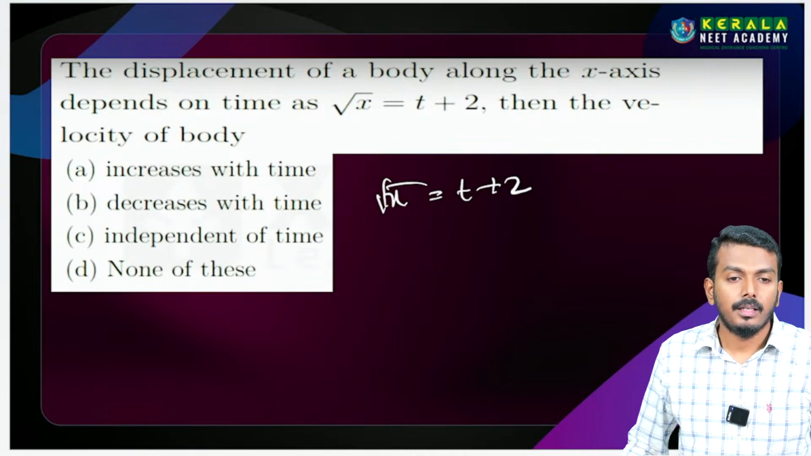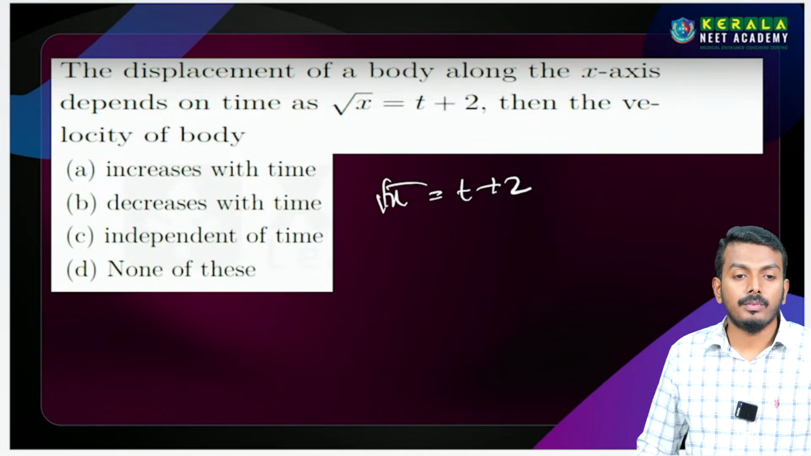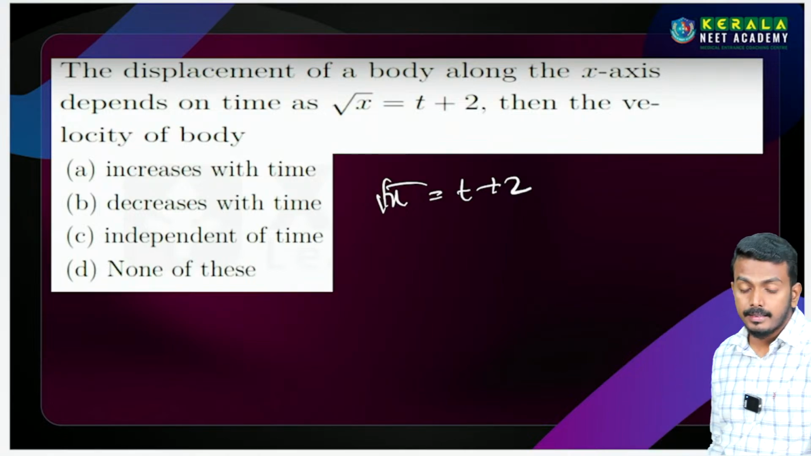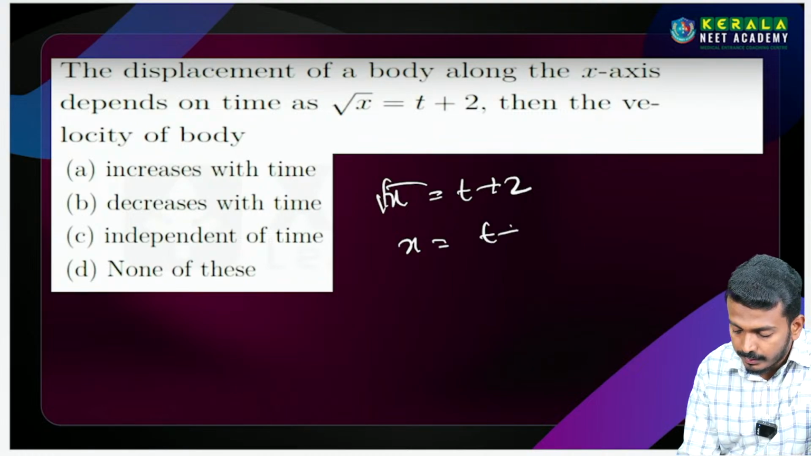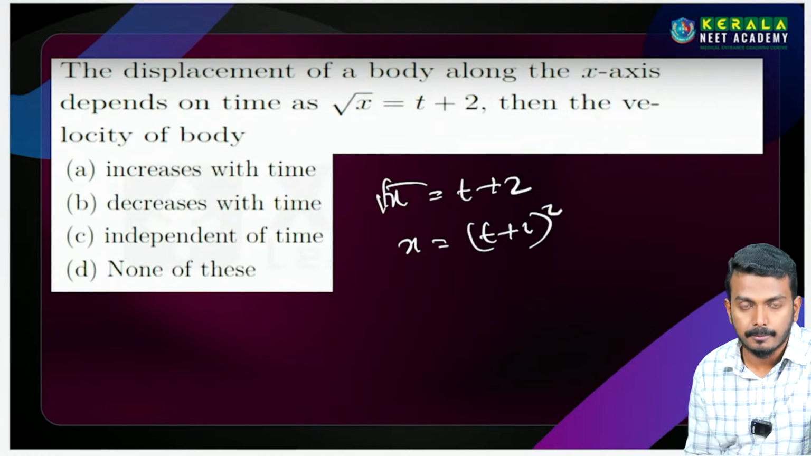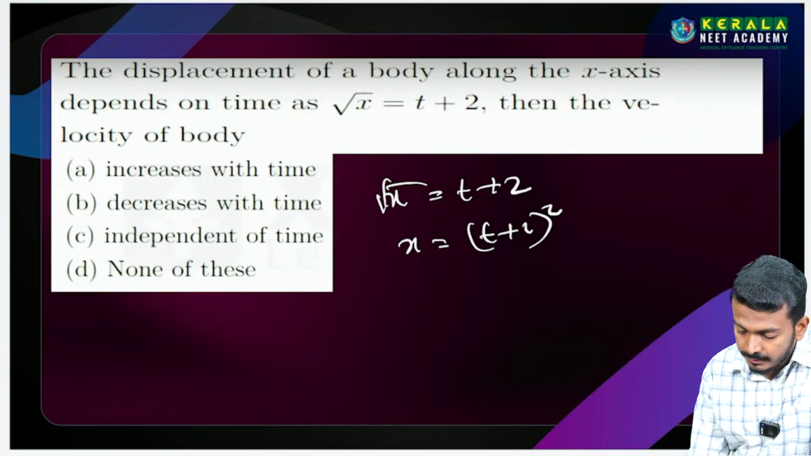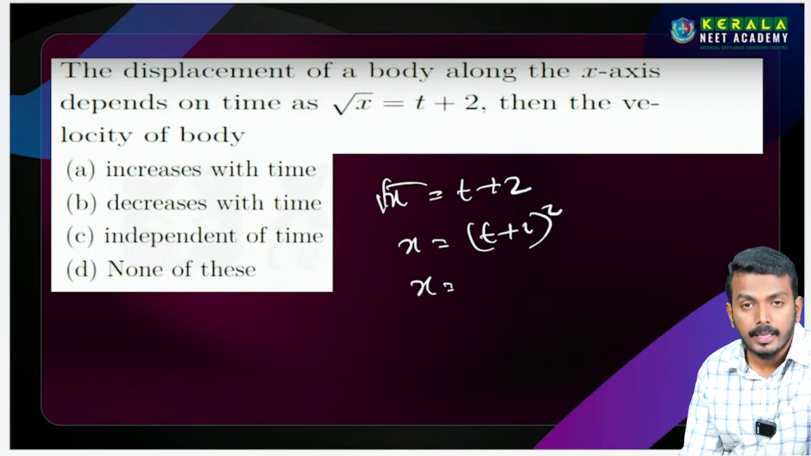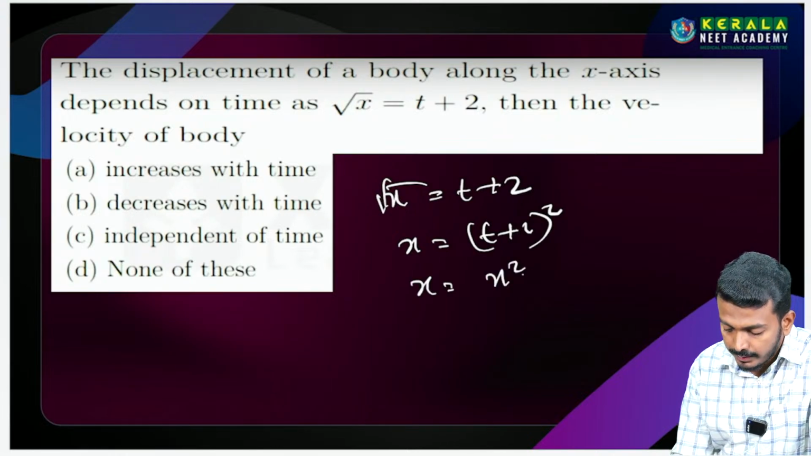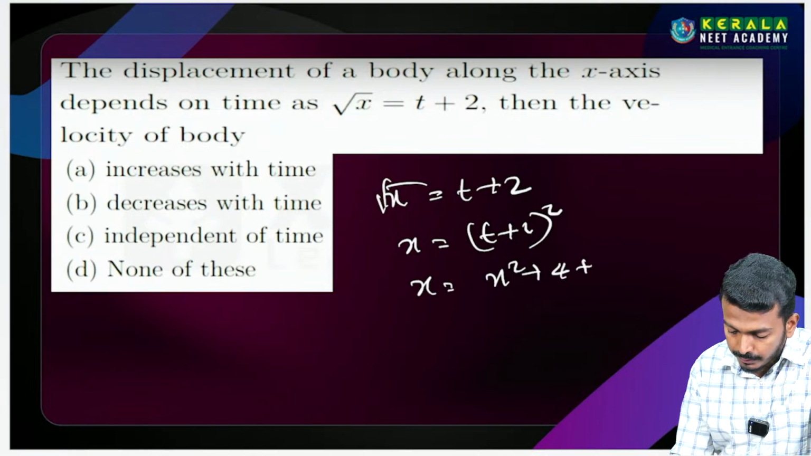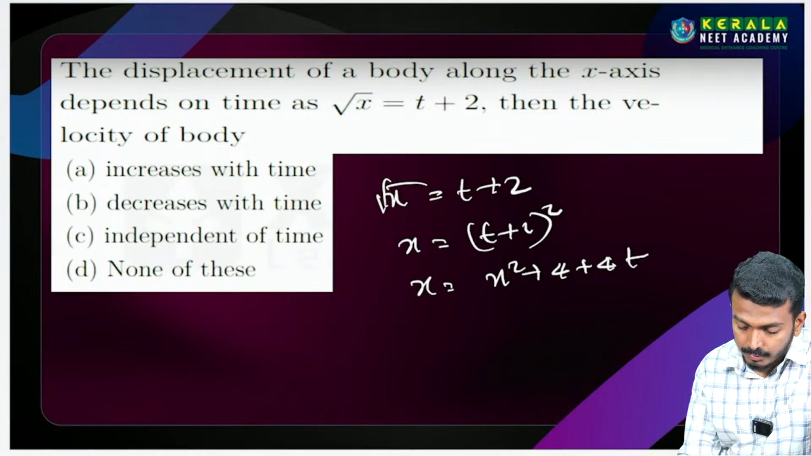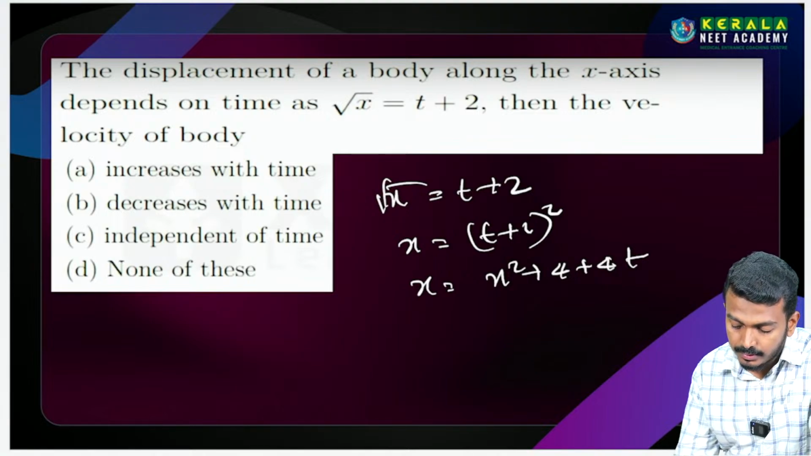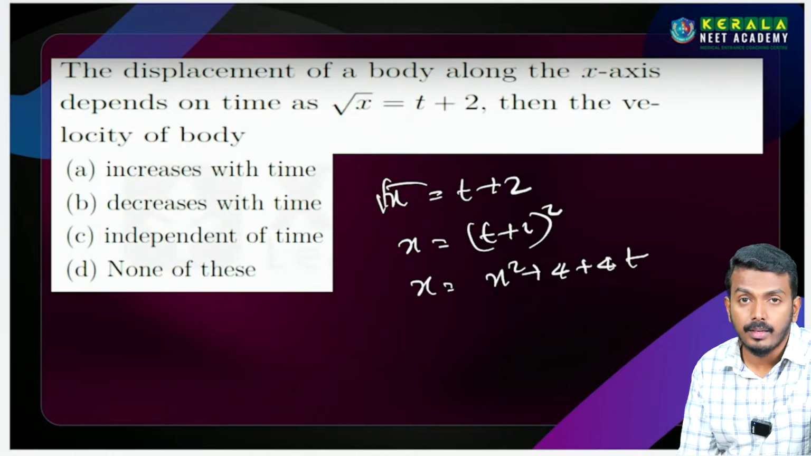Increasing with the time, decreases with the time, independent of the time, none of this. What is the correct answer? Yes, just square the term. When you square, x is equal to what? t plus 2 the whole square. Then explain, x is equal to a plus b whole square expansion: t square plus 4t plus 4. Then what is the question? This is the displacement. Then you have to find the velocity.